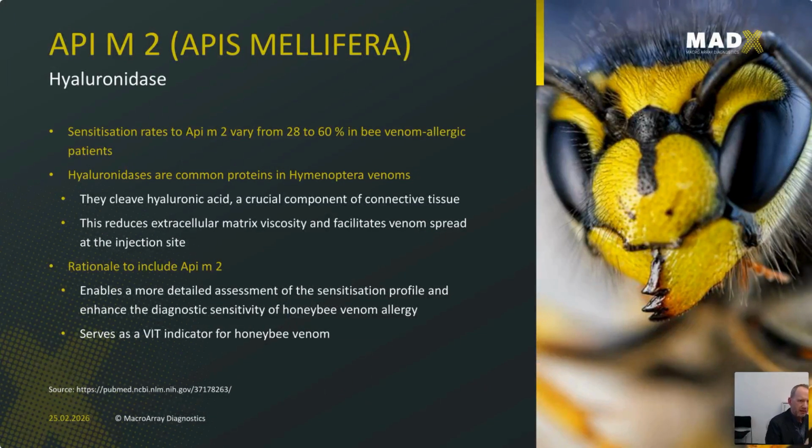Api m 2 is a hyaluronidase from honeybee venom. This is an enzyme that facilitates the spread of venom at the site of injection by breaking down the connective tissue. Sensitization rates for Api m 2 range anywhere between 28 and 60% in bee venom allergic patients. The rationale for including it is that it enhances the diagnostic sensitivity of honeybee venom allergy, and it can also serve as an indicator for venom immunotherapeutic decisions.